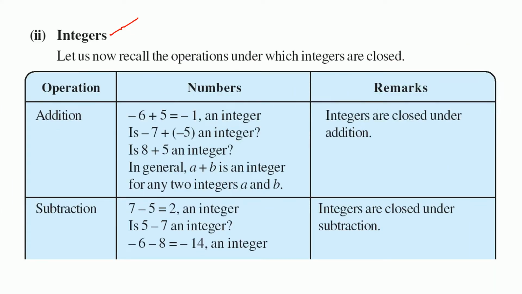When we talk about the properties of integers, if we add two integers a and b, you'll always get a number which in turn will be an integer. When we subtract two integers, again we'll get an integer. So integers are closed under addition and also subtraction.